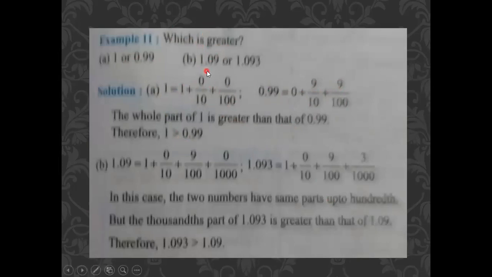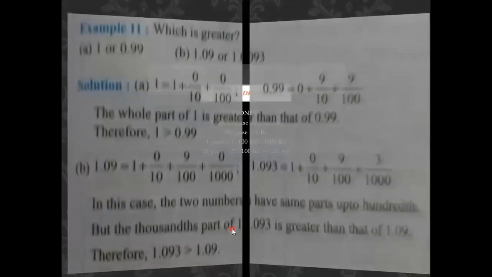Next one is 1.09 or 1.093. See now here 1.09 or 1.093. So the whole number 1 is the same. Next after the decimal point, the tenths place has 0 and here also 0. Next is the hundredths place. Here 9 is there and here also 9 is there. And after that here there is no number, so that means 0, and here 3 is there. So now obviously you can say 1.09 is the smaller number and 1.093 is the greater number. So you can say 1.093 is greater than 1.09. So this is the way you can compare.